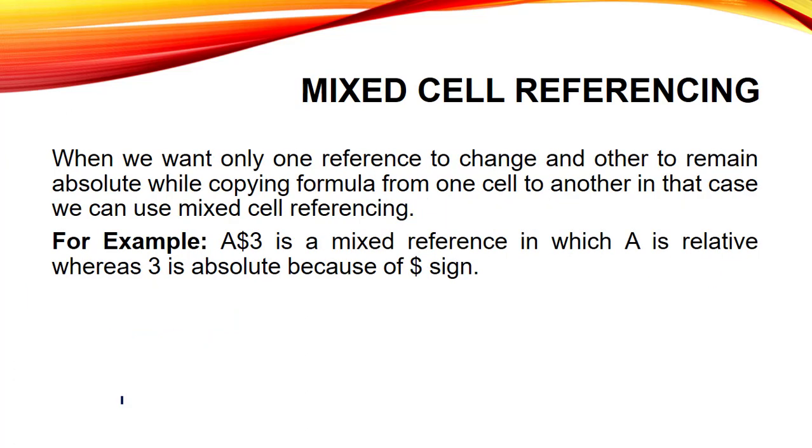Fine. Then our last referencing is mixed cell referencing. In mixed cell referencing, when we have to change only one of the given references, it means we only have to change either the row or the column, in that case we can use mixed cell referencing. Well, in mixed cell referencing, for making any column or row absolute, we have to use a dollar sign before that particular row or column. So it means here we don't have to put the dollar sign before both the references. We only have to put the dollar sign either before a row or before a column.